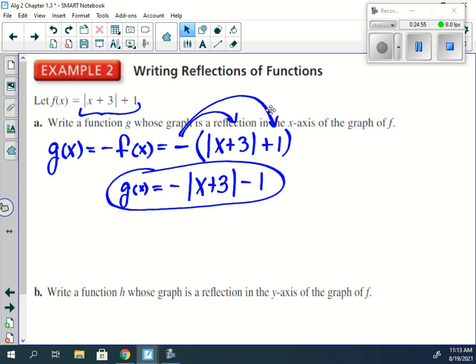Any questions on this here? Essentially, what did we do? We changed the signs in front of each one, made them negative.